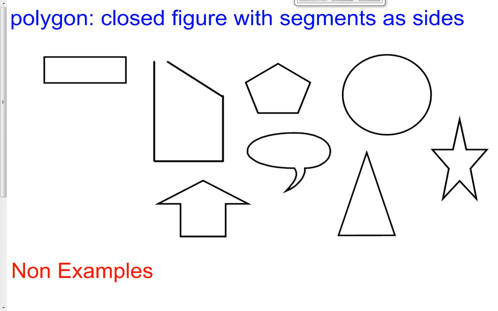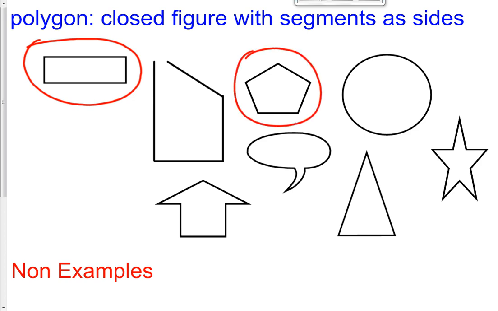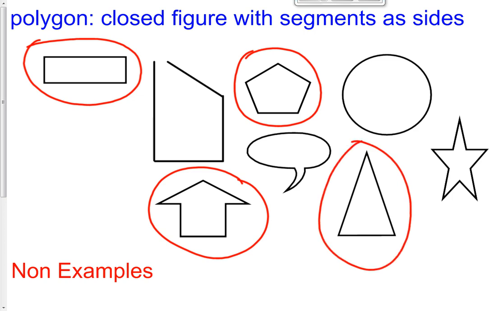So I'll circle the examples. This rectangle, this is a polygon. It has segments as sides and it's closed. This one, a five-sided figure, is called a pentagon. All of these ones have straight lines that don't have any openings. They're closed figures. This one is closed, and this one. So all of those circled ones are polygons.